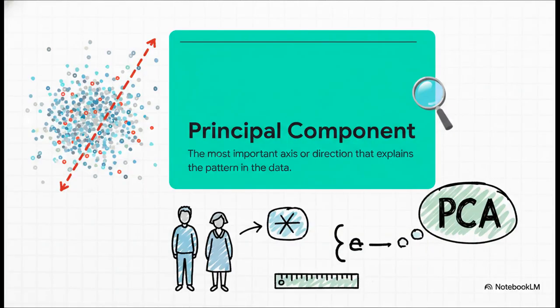And that new, super informative line that everything gets squished onto, that is what we call a principal component. It's the new axis, the new feature, that explains the biggest, most important pattern in all of your data. So in our student example, that body size score would be our first principal component.